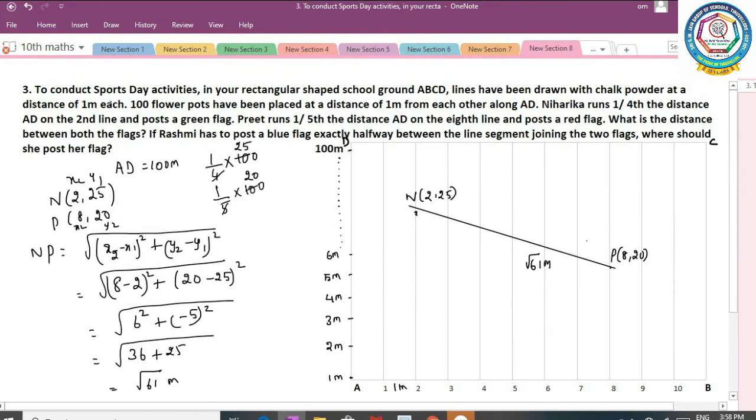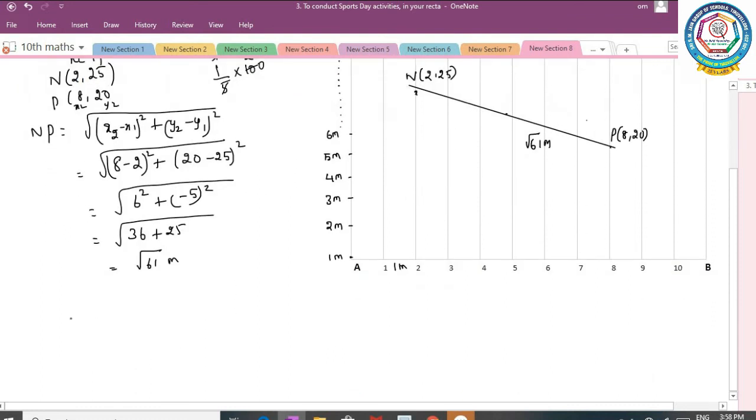Next question. If Rashmi is asked to post a new blue flag exactly half of the way between the line segment. So here Rashmi is posting the blue color flag. So half of the line segment, we have to find out using the midpoint formula. The line segment joining the two flags. So Rashmi's position, that is R of (x, y), we have to use the midpoint formula: (x1 plus x2) by 2 comma (y1 plus y2) by 2.